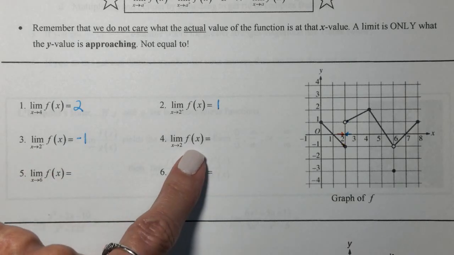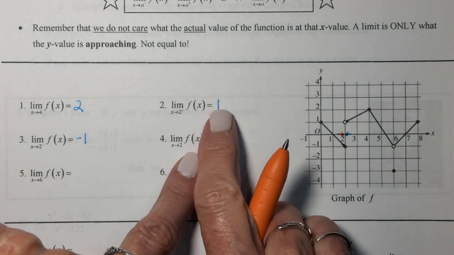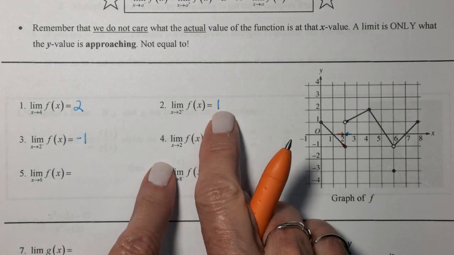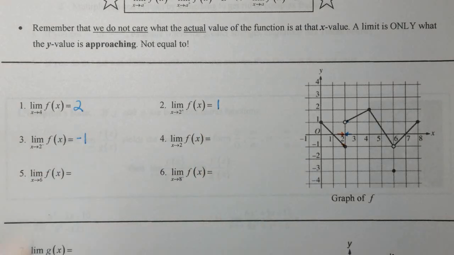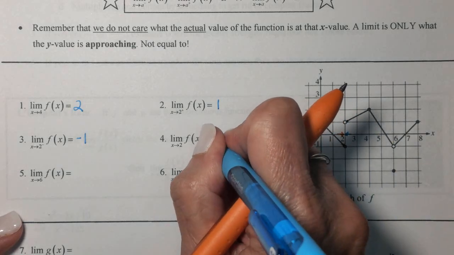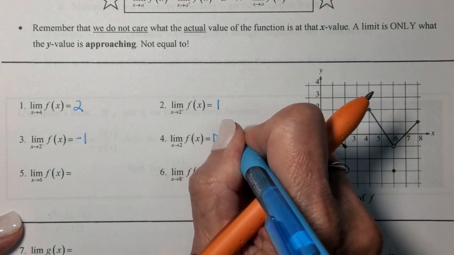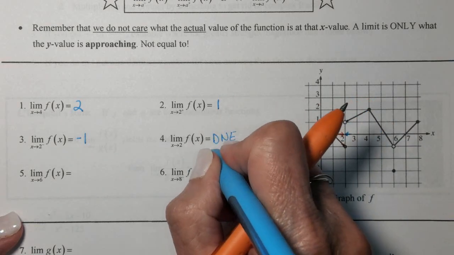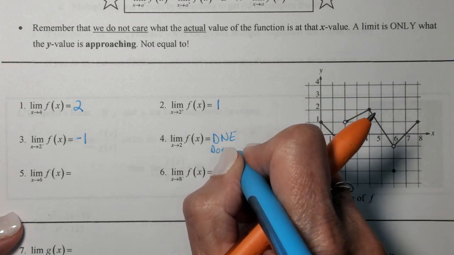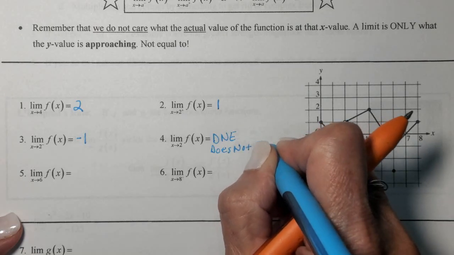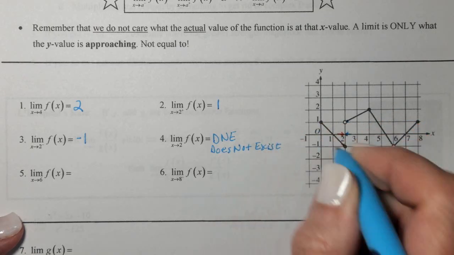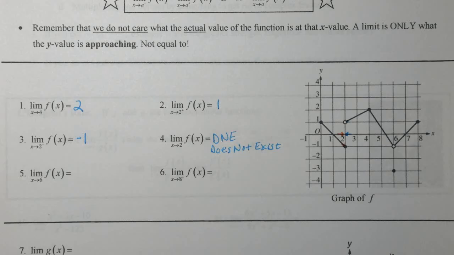So what is the overall limit? If the limit from the right is not equal to the limit from the left, then the overall limit is non-existent. We have an abbreviation for that of DNE. That means does not exist. Or you could write non-existent. Either way. DNE is quick to write though.